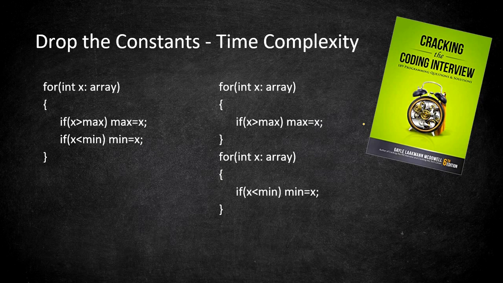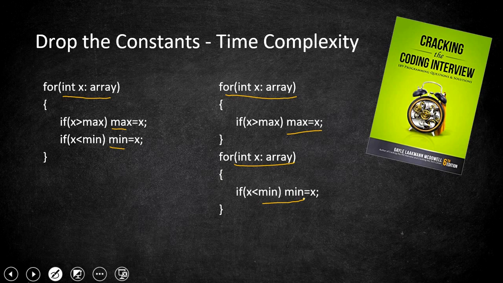But in the first example, we have iterated in a single loop and updated both the values of max and min. In the second example, we have two for loops. In the first for loop, we are updating the maximum value, and in the second for loop, we are updating the minimum value. If you compute the time complexities for these two examples, in the first example, we clearly know as we are iterating it only once, we are going to take big O of n.